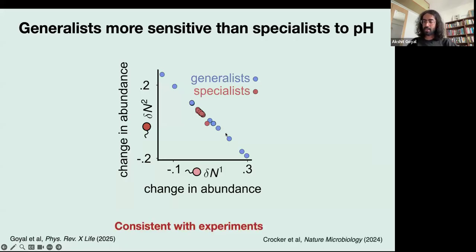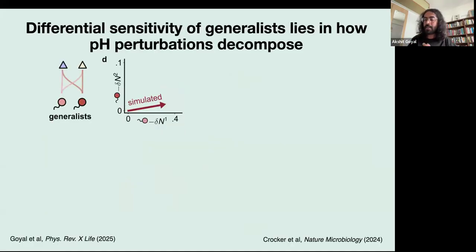And this is, in fact, also what is observed in these experiments from Sepekun's lab, where they had lots of these different species, some of which are generalists, some of which are specialists, and they observe kind of the same trend, which you can capture with this model. But also this theory that we have here, this sort of geometric theory, explains why that might be the case. This is not necessarily something that you can do with the experiments, I hope you believe me. But what the theory is really telling us is that the differential sensitivity of generalists really lies in how the pH perturbations are decomposed into their effects on mortality and resource supply.